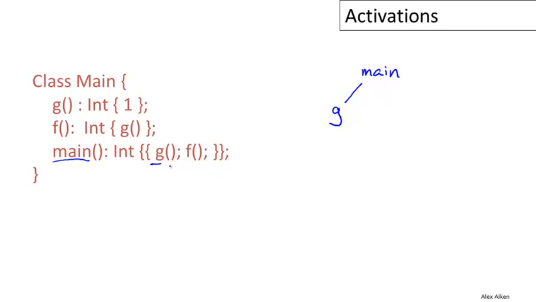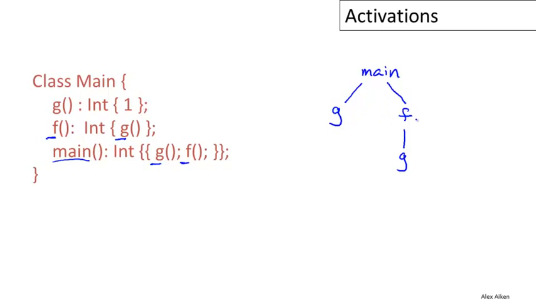After G returns, main will call F, and so F will also be a child of main. And then F is itself going to call G again. So it's going to have another activation of G. And so G will also be a child of F. And this tree, that is actually the complete tree for this particular example, illustrates a number of things. First of all, as we've already said, it shows the containment of lifetimes. So again, for example, G's lifetime is contained within main.